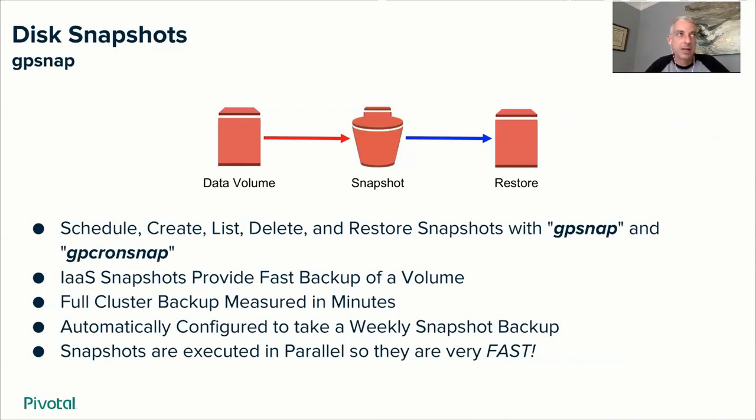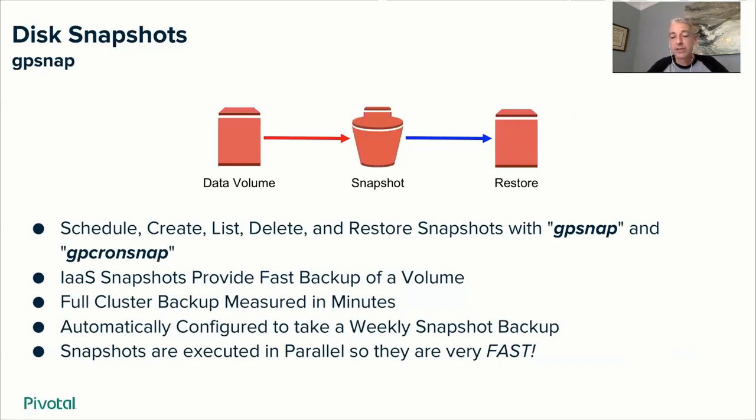In GCP and Amazon, it takes about a minute for the largest cluster to take a snapshot. It's a little bit longer in Azure because of how Azure snapshots work, but it's taking advantage of the cloud infrastructure to take these snapshots. So you're talking about a full cluster backup in minutes. So terabytes of data, hundreds of terabytes of data can be done in minutes.